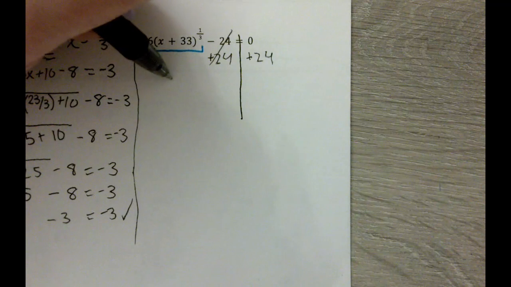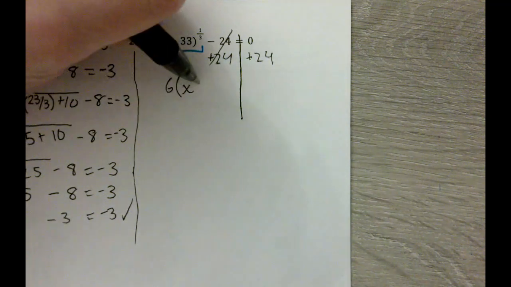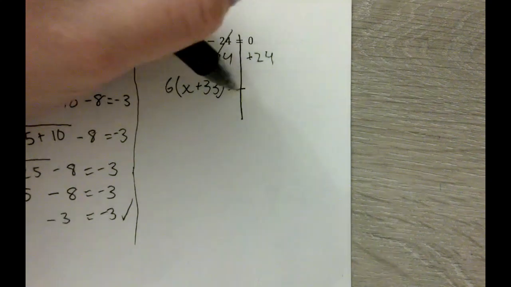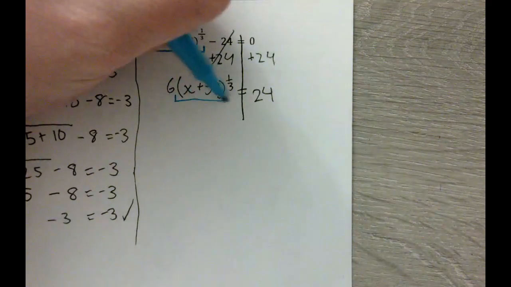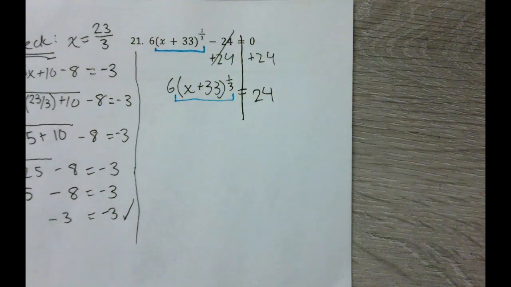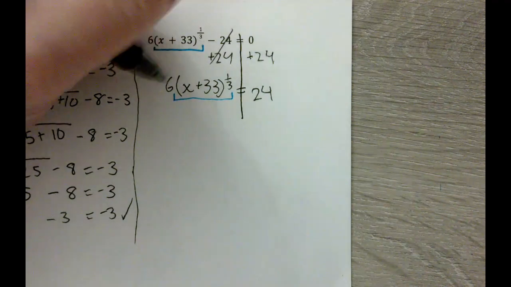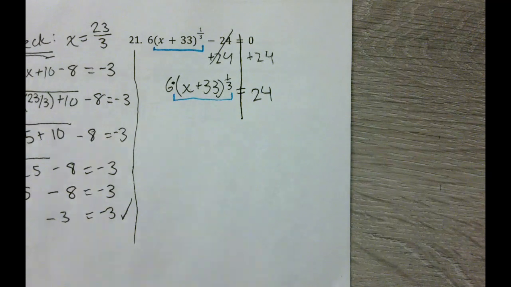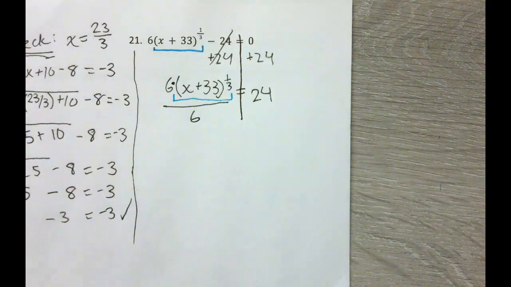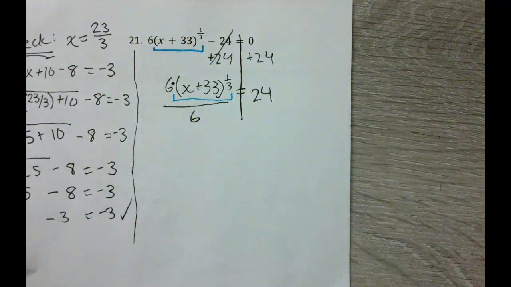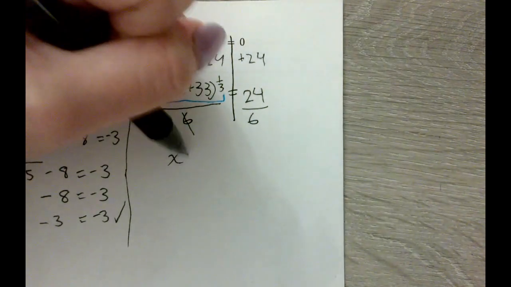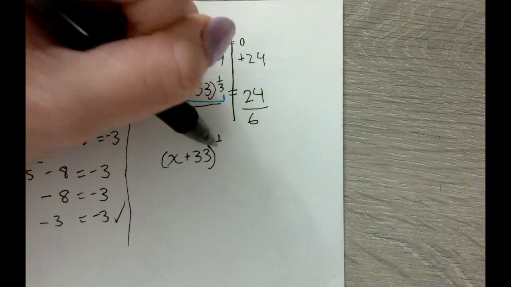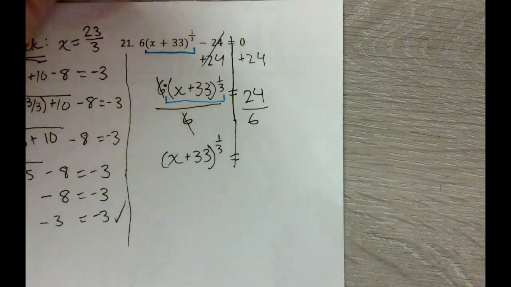Cancel. 6 parenthesis x plus 33 to the 1/3 power equals, well, that's just 24. Reminder, what I want is the bit in parentheses, not including the 6. Reminder, this relationship here is multiplication. So to get rid of the 6, I have to divide it. Do not be the person that subtracts the 6 off. It does not work that way. Divide by 6 on both sides. 6 is canceled. Bring this down. X plus 33, still in parentheses, to the 1/3, equals, and then that's going to be 4.